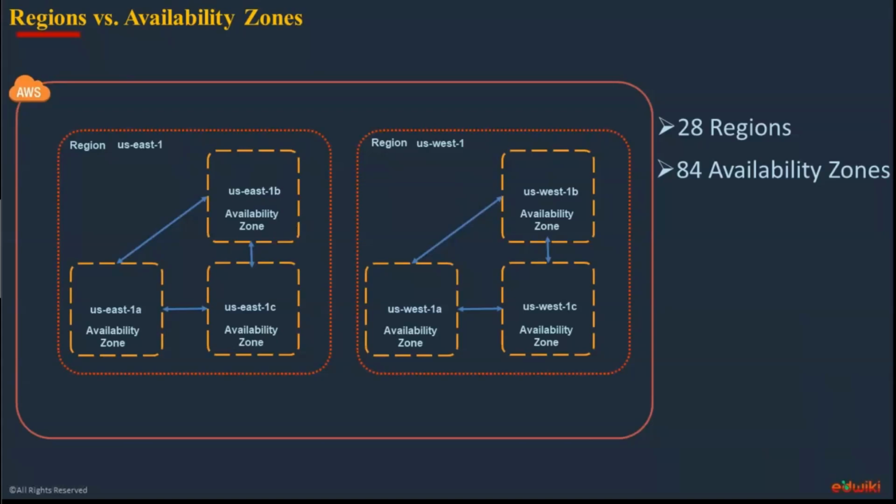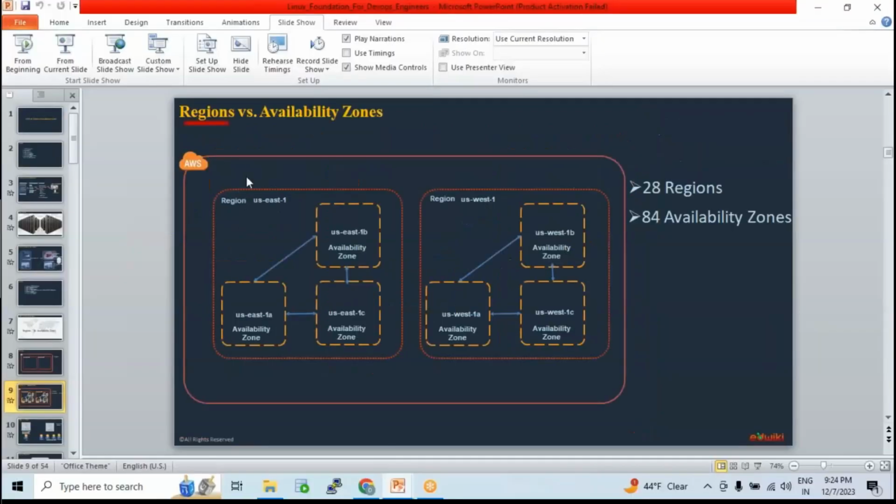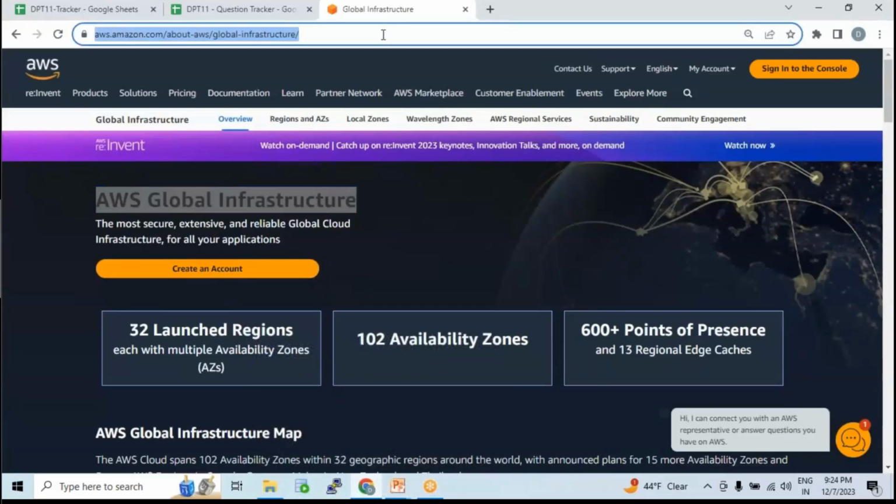But from one region to another region, there is no connectivity. You see here, from US East 1 to US West 1, there is no connectivity. The connectivity is there between the availability zones within the same region, but not to a different region altogether. That is called the AWS global infrastructure: regions, availability zones, and their terminology.